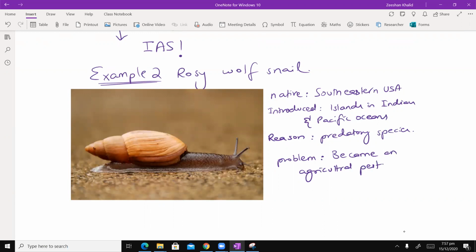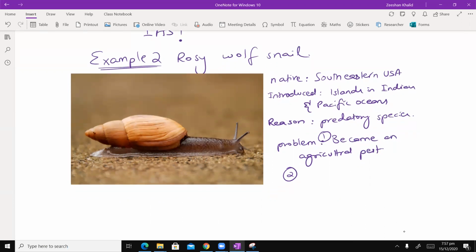Not only did it destroy the agriculture, that's the number one problem. The second problem was that it also started to destroy the population of local species of snail. I use the word destroy because predation involves eating, but that's not necessarily the case. It actually killed and destroyed the local species. Invasive alien species.